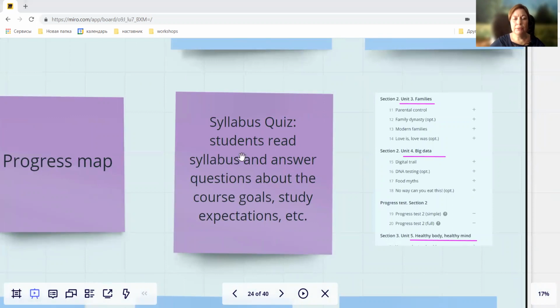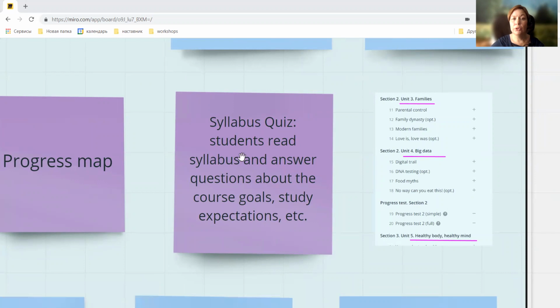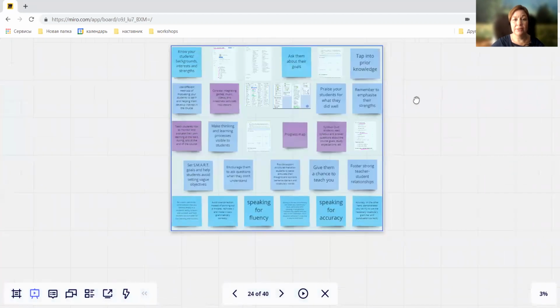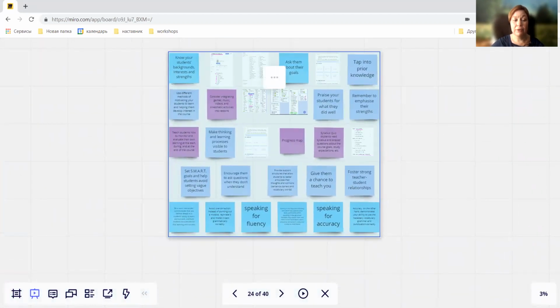For a syllabus quiz, before beginning any unit, ask some questions on grammar and spoken issues discussed in the unit, and ask the same questions when you finish studying the unit. This way, the students will be able to see their progress clearly. Please pause the video, study the strategies on the slide, and if you have any questions on any of them, we will be able to discuss them during the workshop.